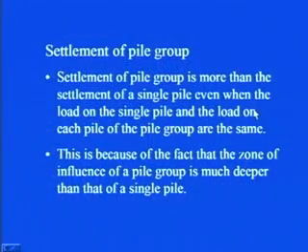Then, the settlement of a pile group is more than the settlement of a single pile even when the load on a single pile and the load on each pile of the pile group are the same. Let us say some load is coming from the superstructure. There can be two cases, where whatever load is coming to the pile group is more or less equal to the load coming to the individual pile. Let us say that there are 100 piles and say 1000 kilonewton load is coming from the superstructure to the pile cap, and the 100 piles are there.